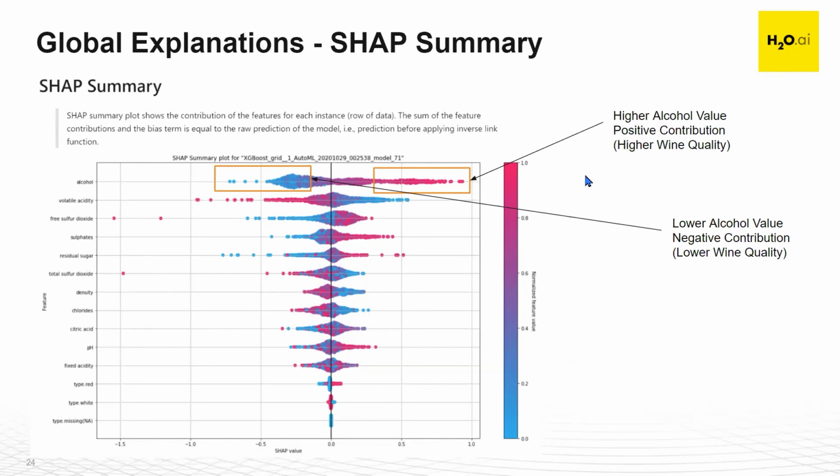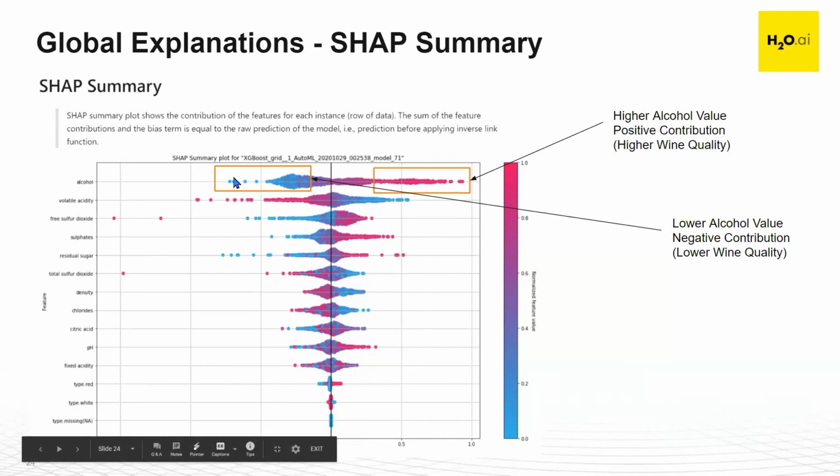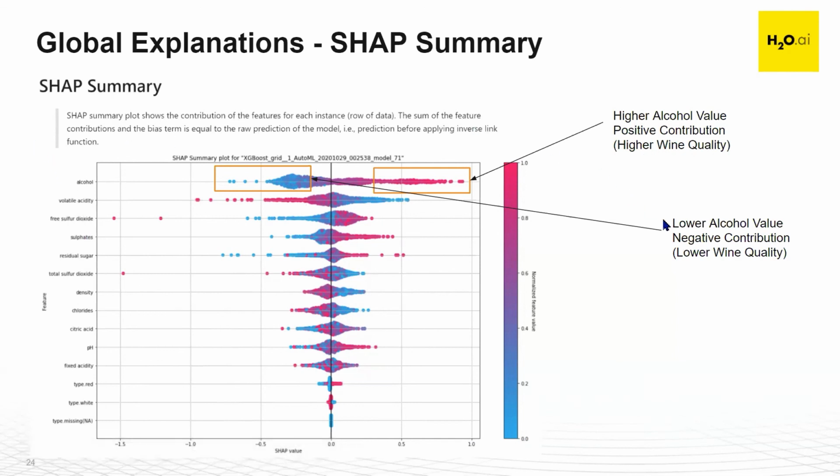On the other hand, if you look at the lower values, where you have the blue color and light blue color here, those dots are more likely to contribute negatively to the final value. So that means if you have a lower alcohol value in the wine, then you may also expect lower wine quality. So that's one way to look at this SHAP summary. And each dot here represents one single example in the test data. And then you can also look at the other features as well.